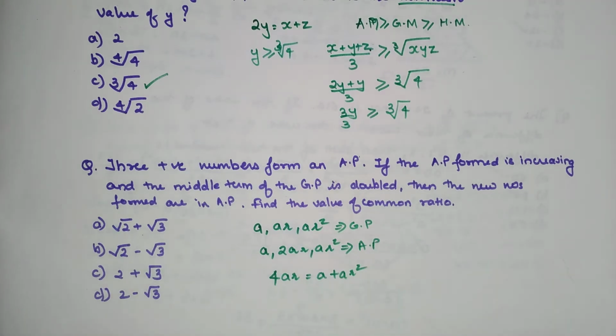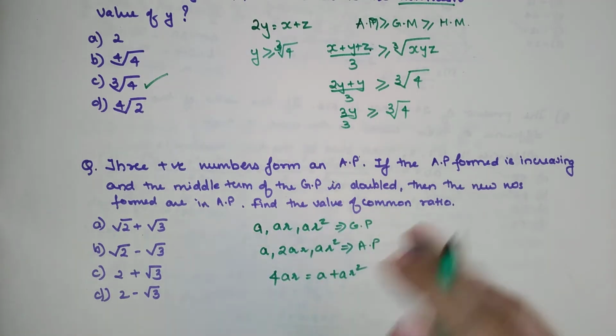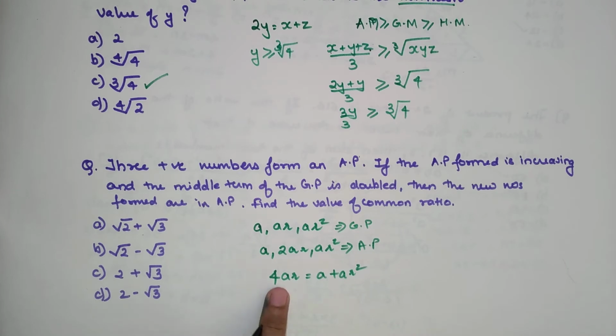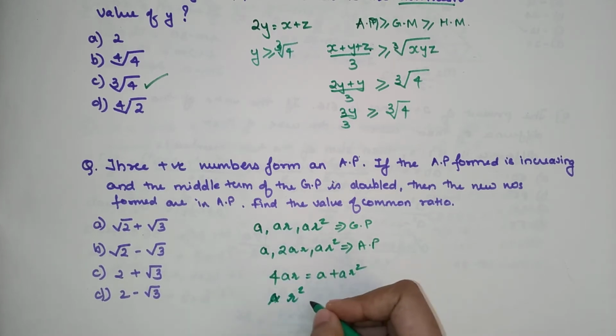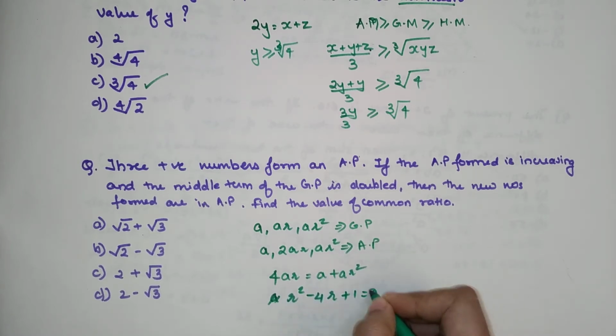Okay, now you need to find the value of common ratio. So what you can do is you can divide the entire equation by A. So you get the A out. So now I can say R square minus 4R plus 1 is equals to 0.